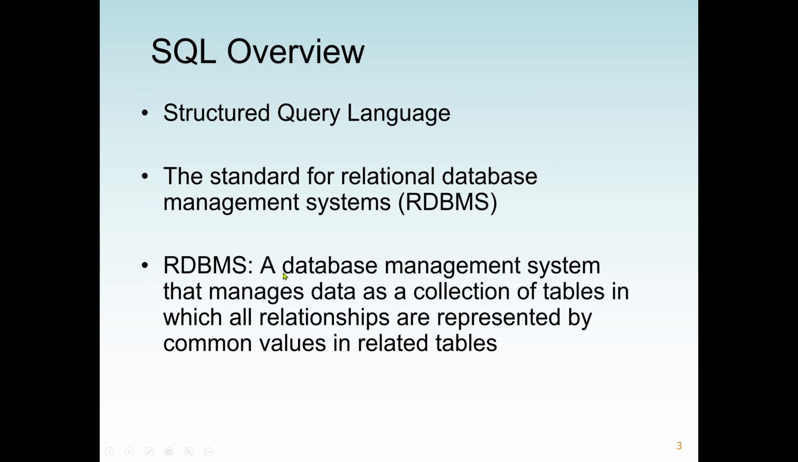The definition is a database management system that manages data as a collection of tables. And these tables must have relations, as a collection of tables in which all relationships are represented by common values in related tables. So the whole concept of a relational database management system is that we have a database system which consists of relations or tables, or we can use the term entities, two or more entities, and they have a relationship between them. I think we went through these lectures in our previous units.